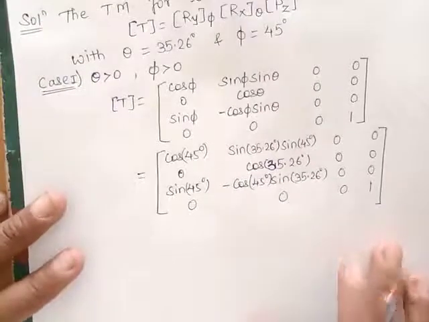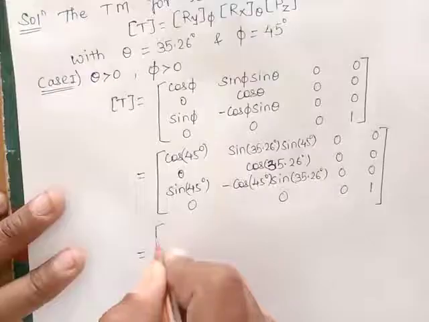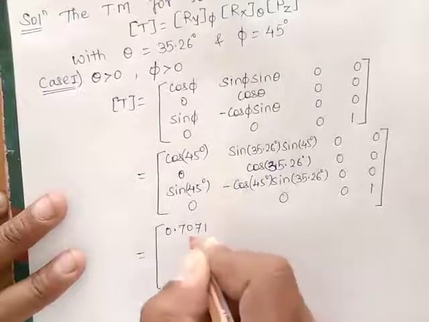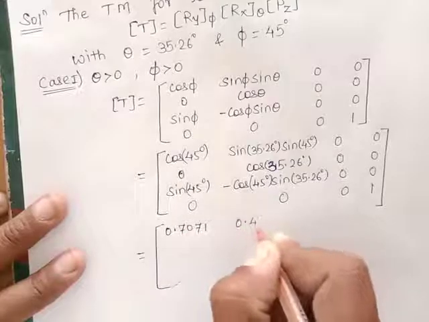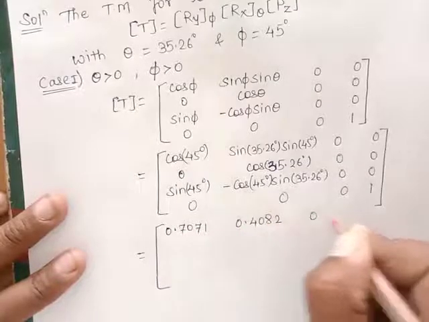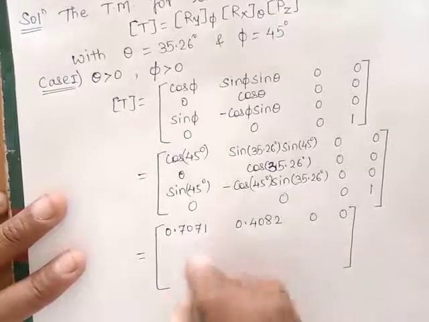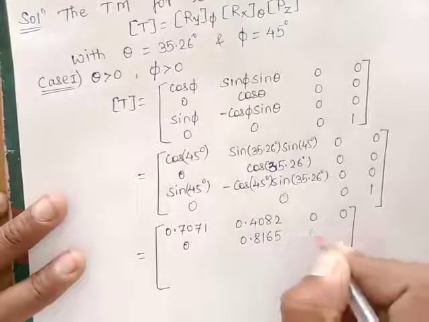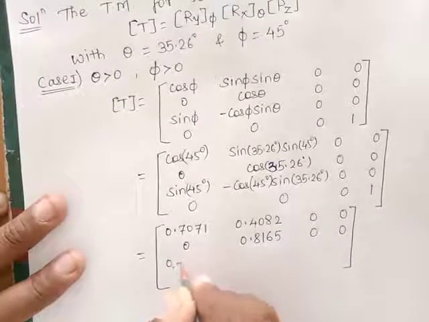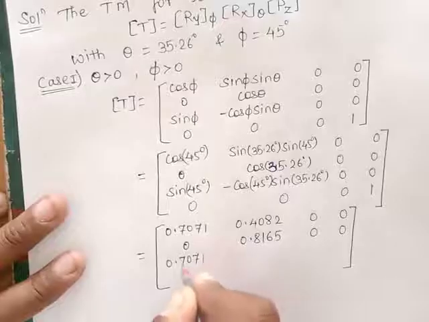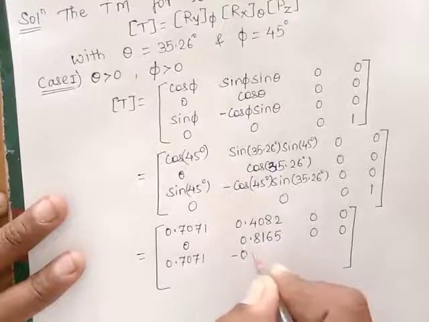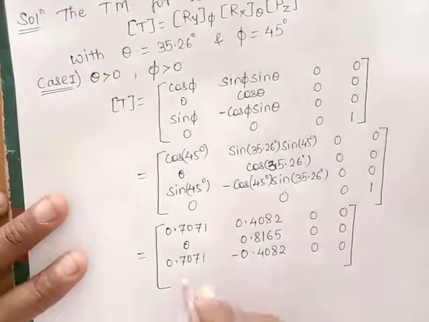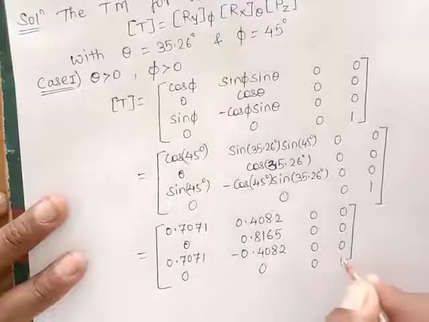Fine. Now let's simplify it. What does it give? The simplification is 0.7071, 0.4082, 0 0, 0, 0.8165, 0 0, 0.7071, minus 0.4082, 0 0, 0 0 0 1.